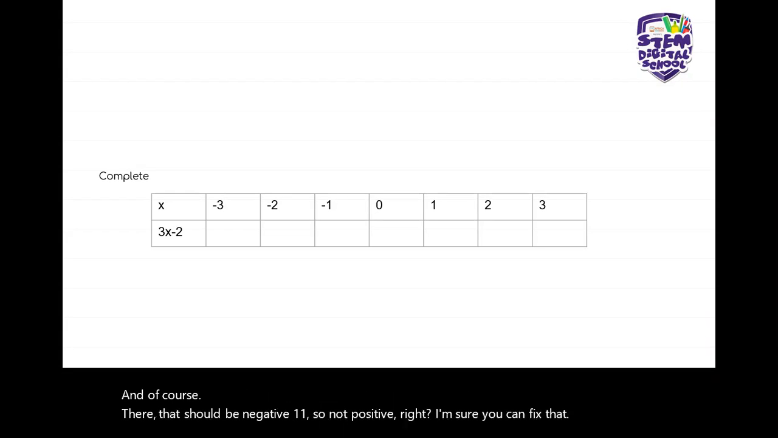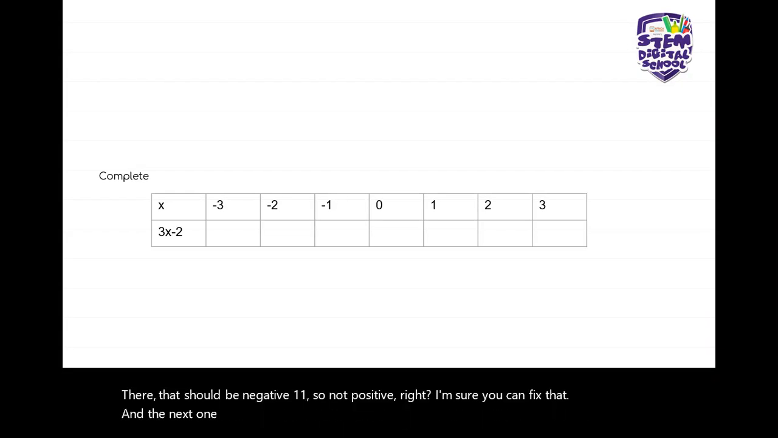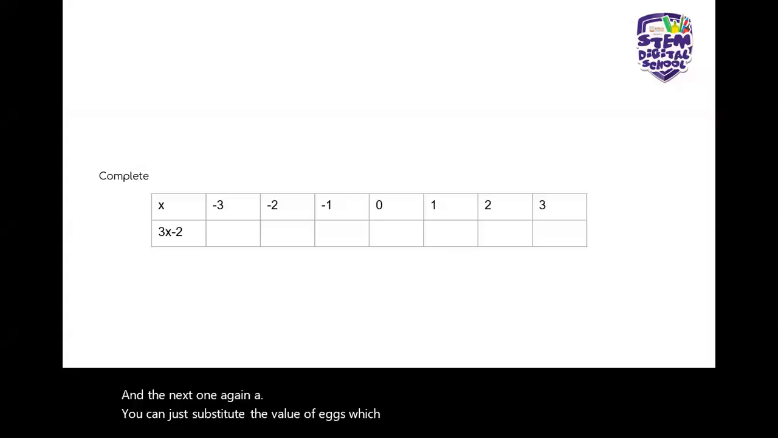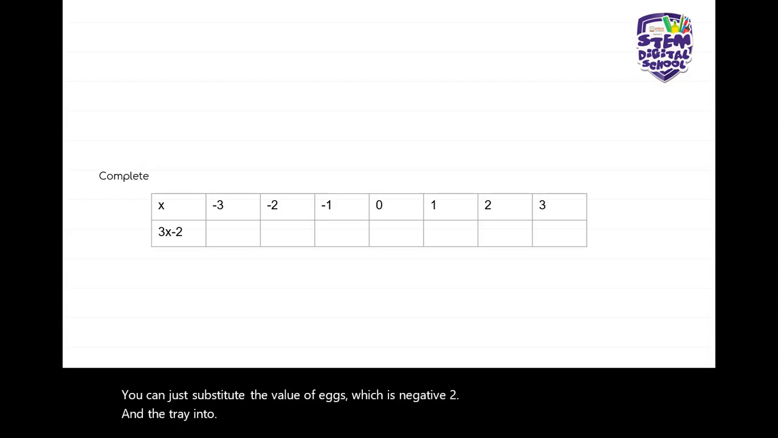And the next one again, you can just substitute the value of x, which is negative 2, and then 3 into negative 2, and then minus 2. So basically, this is what you'll have. And 3 times negative 2 gives you negative 6. And of course, someone was talking about negative 8. I think yes, negative 8 will be the correct answer there.